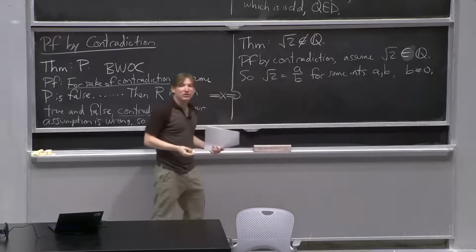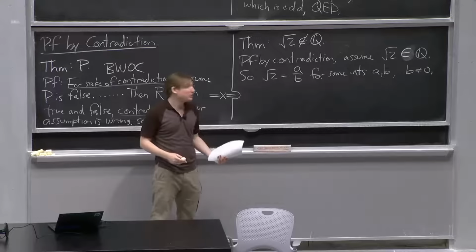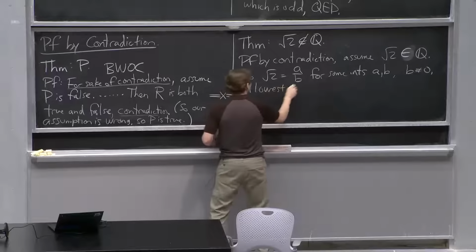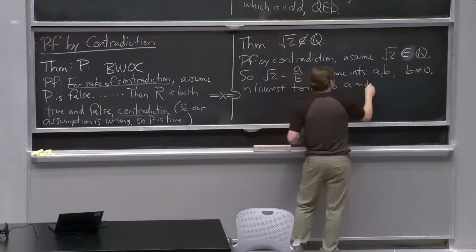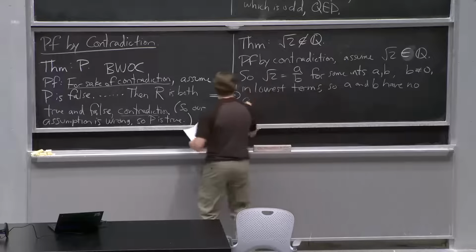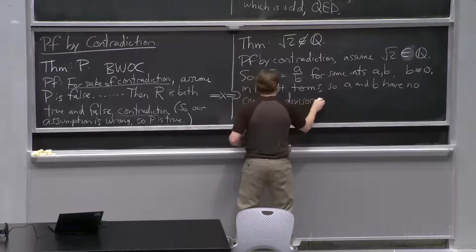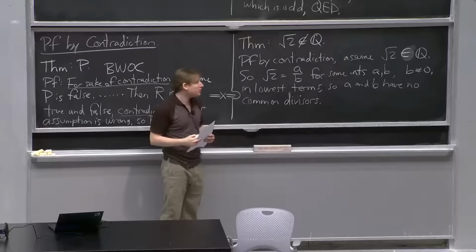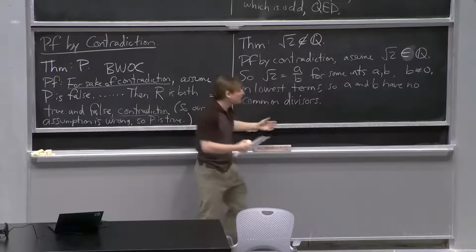And as we might recall from high school math, we can always assume that a fraction is in lowest terms, so a and b have no common divisors. We can always reduce a fraction to lowest terms, so let's take that fraction already written in lowest terms. And let's keep going from there.